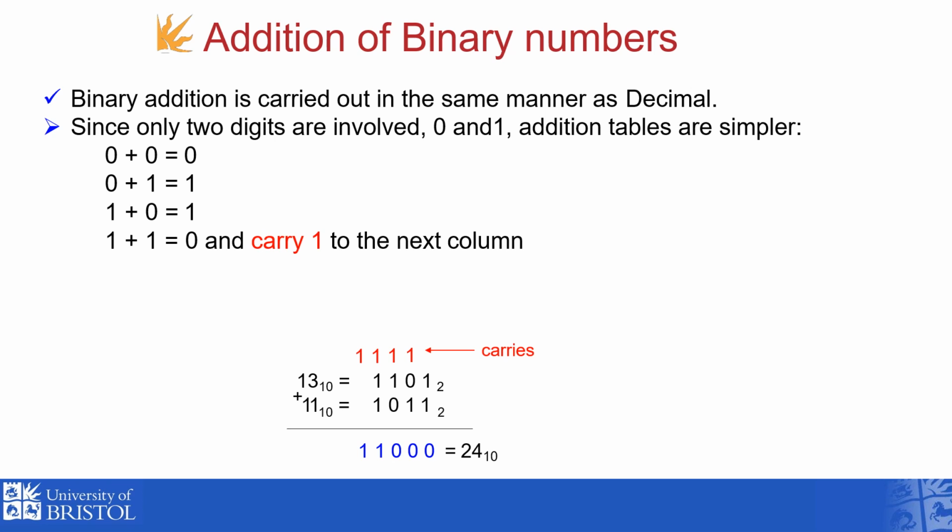But exactly as you would do in the case of the decimal system, 1 plus 1, well, you need to come up with a rule here, because you get a sort of an overflow. 1 plus 1 we define as 0, and we carry the extra 1 to the next column.